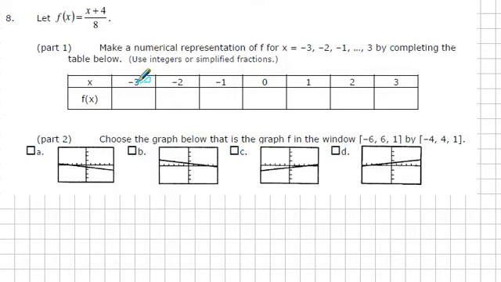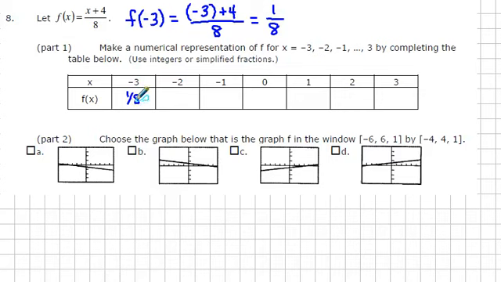We have the x value is -3, so what we'll need to do is to find f of -3. In order to find f of -3, what we need to do is to substitute -3 for each x in the formula. So we'll have (-3 plus 4) all divided by 8. Well, -3 plus 4 is 1, and so we end up with 1 over 8. So in the first box, we write 1 over 8.